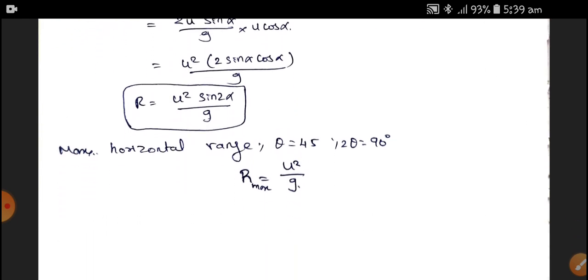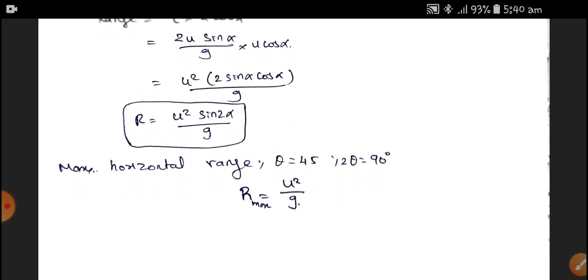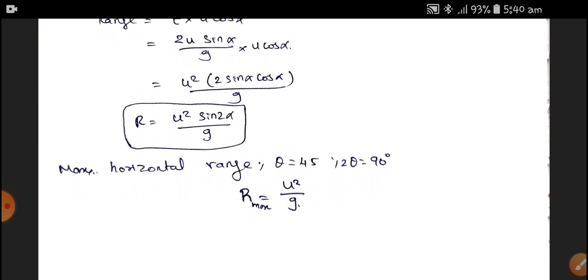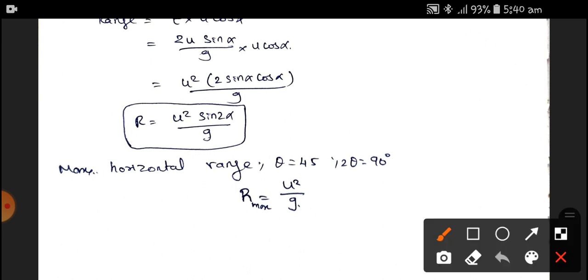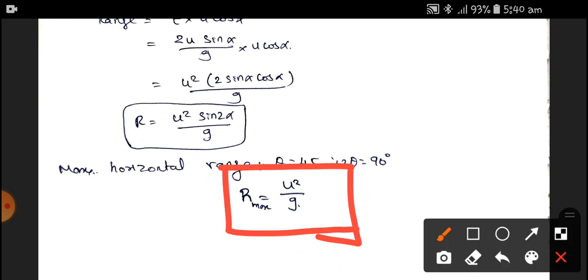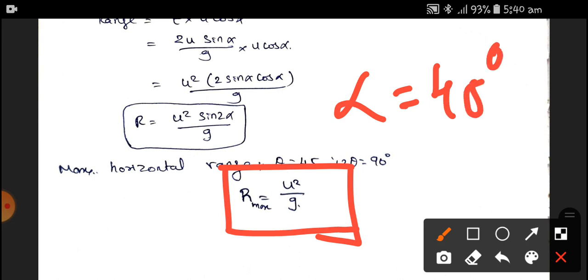The horizontal range is maximum when alpha becomes 45 degrees, then 2 alpha becomes 90 degrees. We know that sine 90 is 1. Therefore the maximum range is produced when alpha is 45 degrees, and it becomes u square by g.